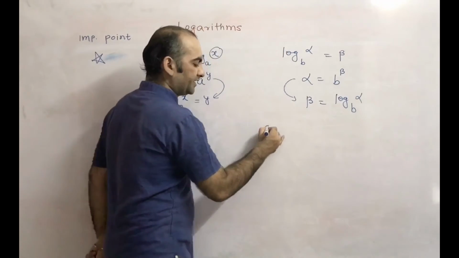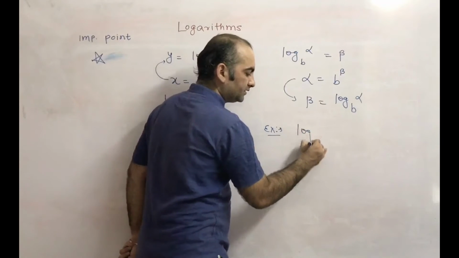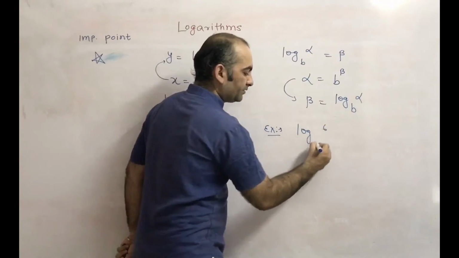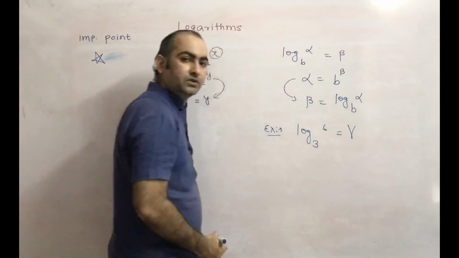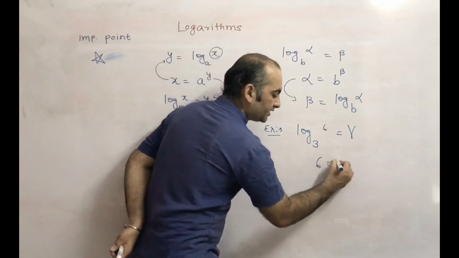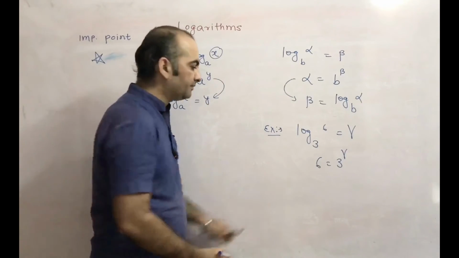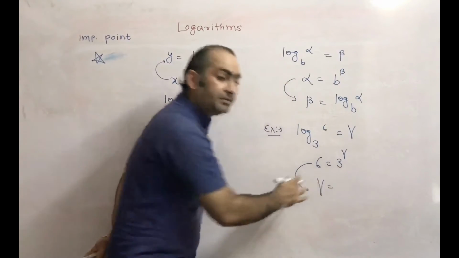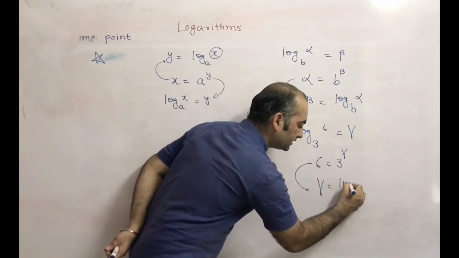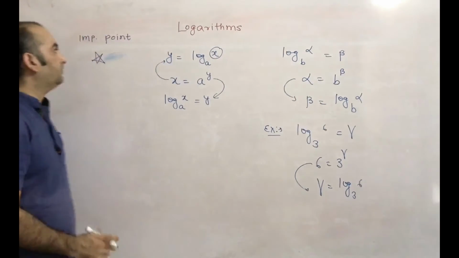One more example we are taking here. If I have log 6 to the base 3 equal to, suppose, gamma. So here 6 equal to what can we write? 3 power gamma. And if this one is given, how to write? Gamma equal to, this 3 will come in the base. So what will come? Log 6 to the base 3. This is the first important point of the logarithmic function.